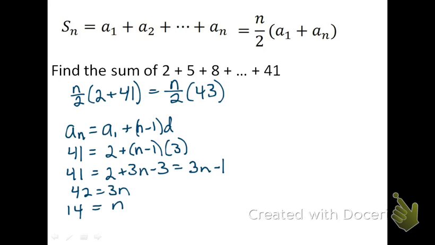So we can plug in 14 for n right up here. So we have 14 over 2 times 43, which is 7 times 43, which is 301. So the sum of this sequence, 2 plus 5 plus 8 plus 11, etc., all the way to 41, would give us 301.